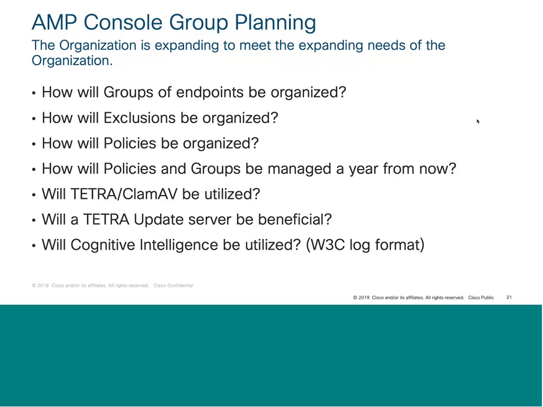Some other items here: Tetra and ClamAV, Tetra for Windows, ClamAV for OS X and Linux. Will those features be enabled on the endpoint? And if so, do we have the hardware requirements to handle it? Are we enabling it for all endpoints, for some endpoints? Another one that I really want to call out is cognitive intelligence. This is probably the least used feature in AMP for Endpoints that will give you the biggest efficacy gain that you're likely to see.